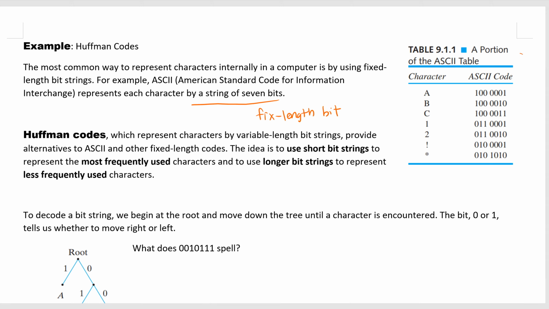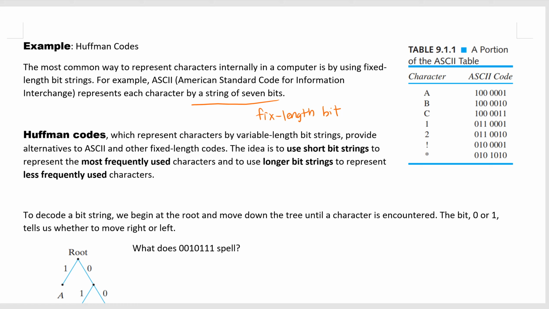For example, this is some table. A is represented by 1000001. B is represented by 1000010. Okay, so for all the letters, the code is 7 bits. Because all of them have 7 bits, it's quite long.